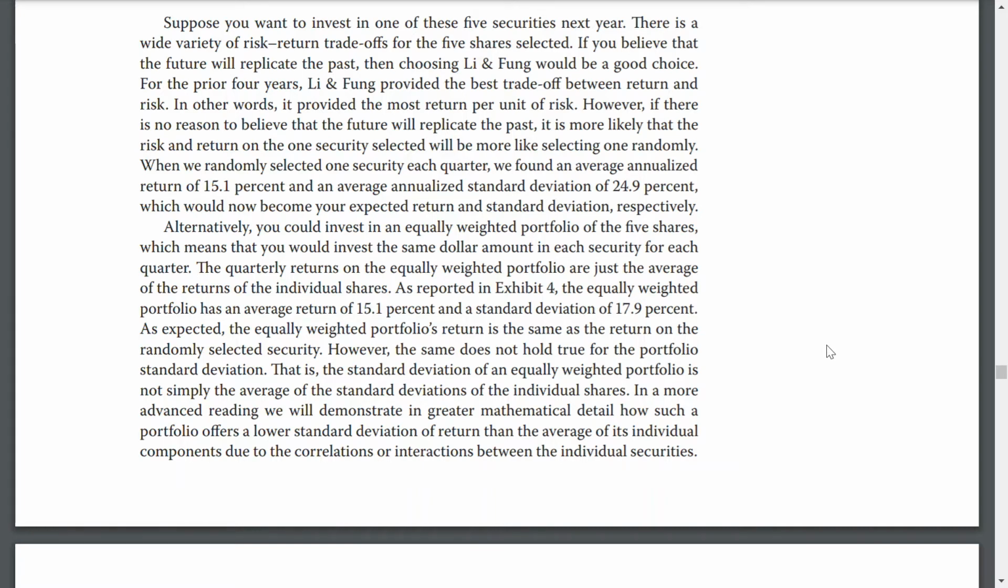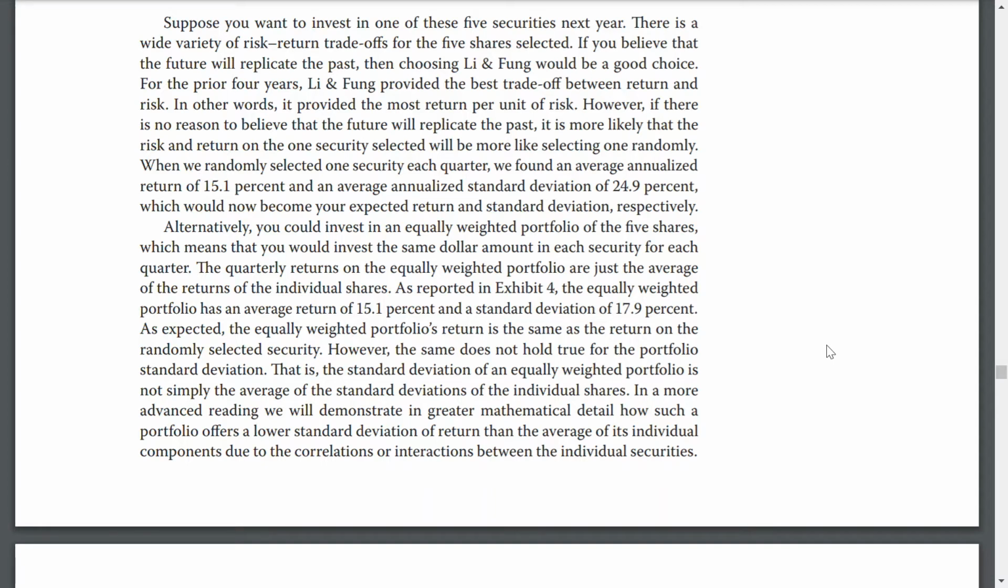The quarterly returns on an equally weighted portfolio are just the average of the returns of the individual shares as reported in Exhibit 4. The equally weighted portfolio has an average return of 15.1% and a standard deviation of 17.9%. As expected, the equally weighted portfolio's return is the same as the return on the randomly selected security. However, the same does not hold true for the portfolio standard deviation.